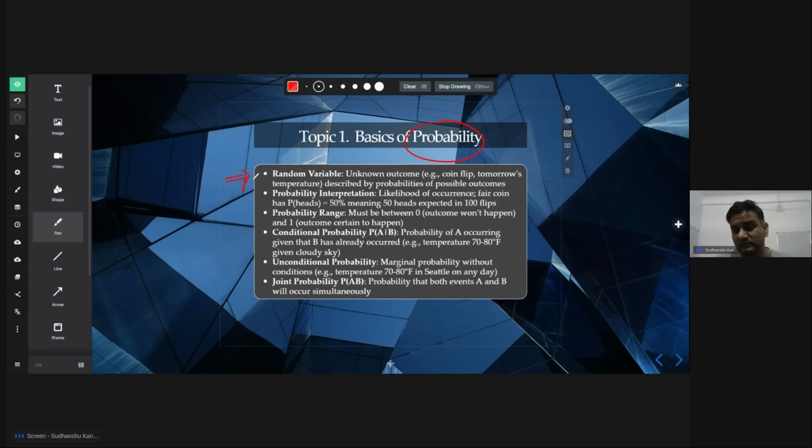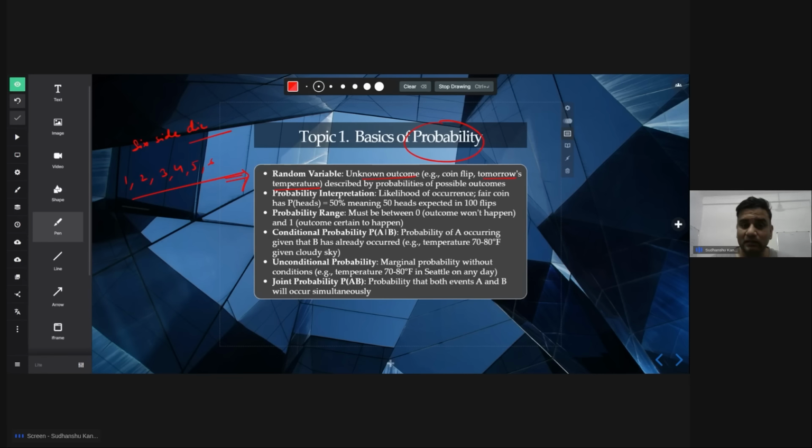The first thing is understanding a random variable. A random variable is the unknown outcome. Let's say we are flipping a coin. We don't know whether it will come head or tail. We have no idea, so that is a random variable, when we don't have any idea about the outcome. Tomorrow's temperature, we don't have any idea. When we are rolling a six-sided die, we don't know whether one, two, three, four, five, or six will come. I'm talking about the die we use in games like Ludo. So a random variable is where we don't have any kind of idea.